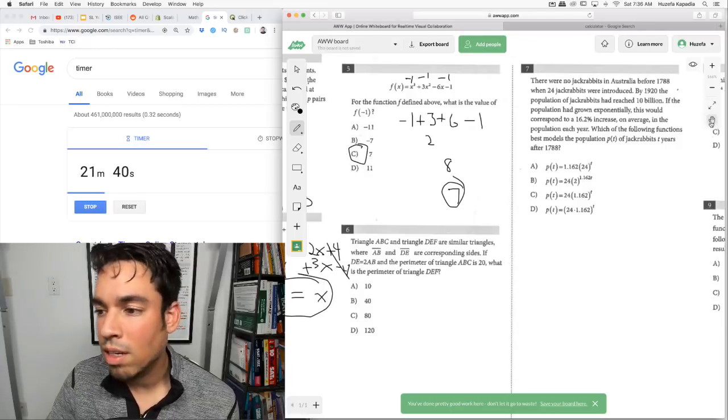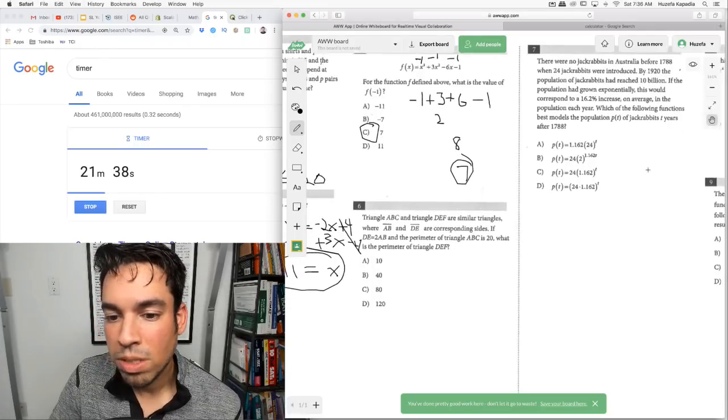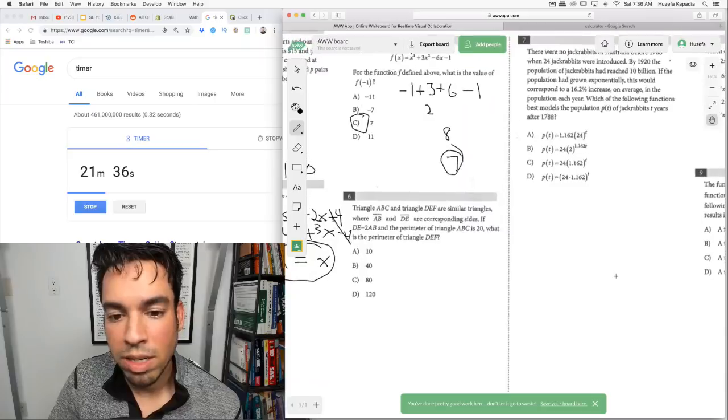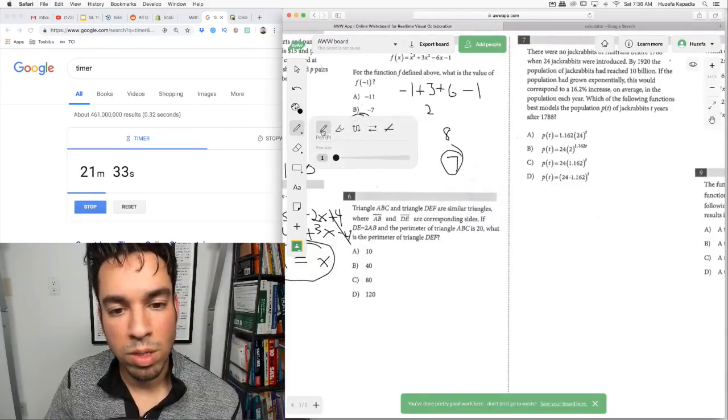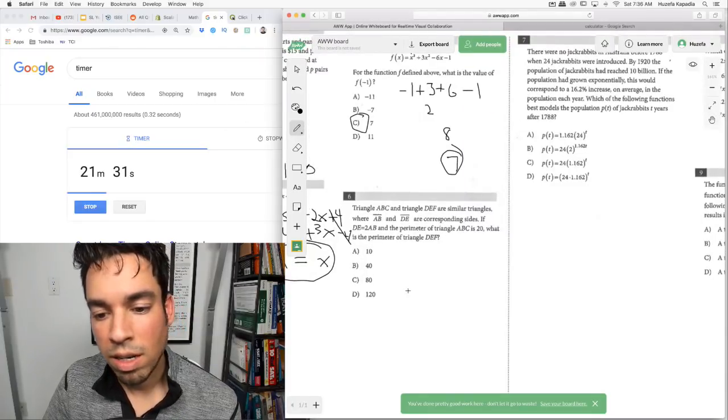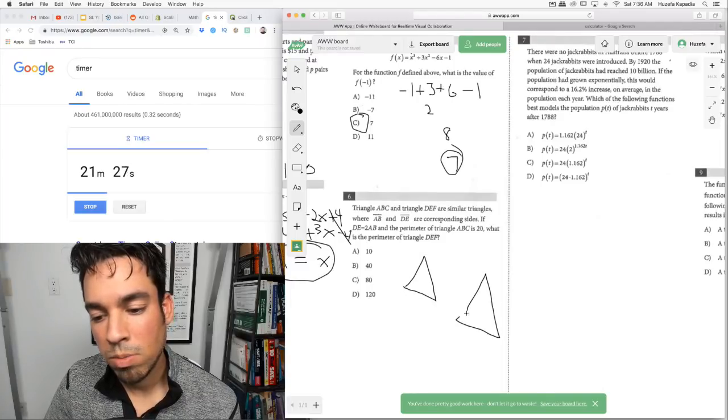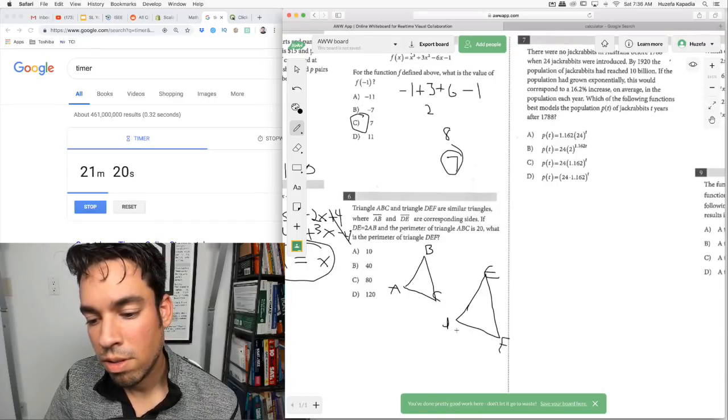See how I'm kind of writing down? I'm going fast, but I'm still being careful. I'm still being thorough. Okay, next. Triangle ABC. We got two triangles, and they're similar, and they are not drawn out. So guess what I'm going to do? Draw them out. And similar does not mean same size. It just means proportionate. A, B, C, D, E, F.